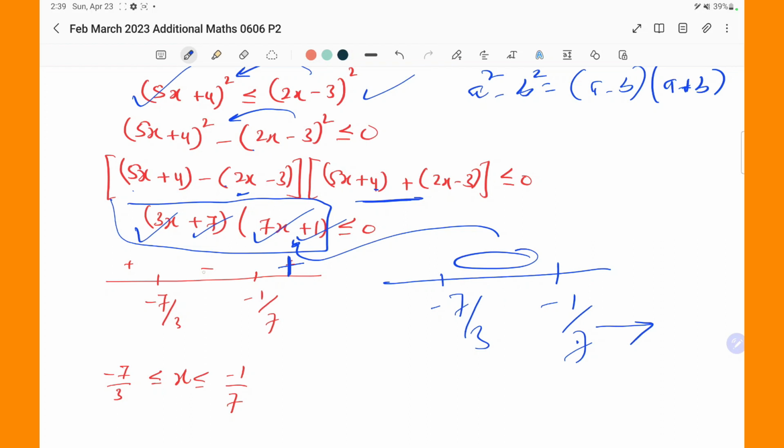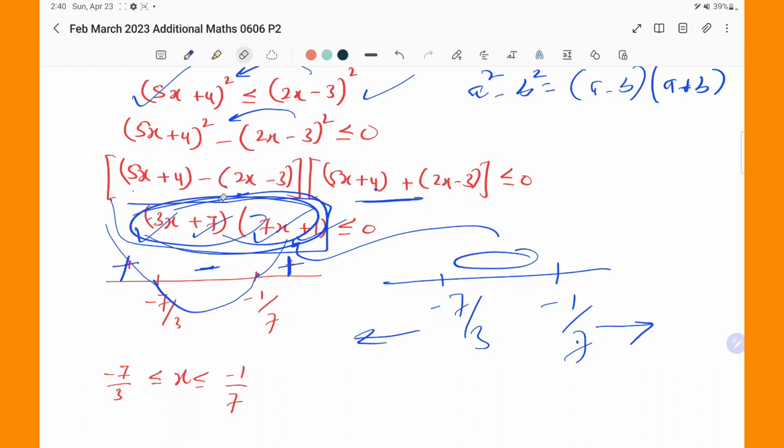And if you put it over here, you will get a negative number. And then again, if you select any value which is smaller than minus 7 over 3, for example minus 10, then still you will get a positive value. So this expression is positive, it means above the x-axis. This expression is negative, it means below the x-axis. This expression is positive, it means above the x-axis.